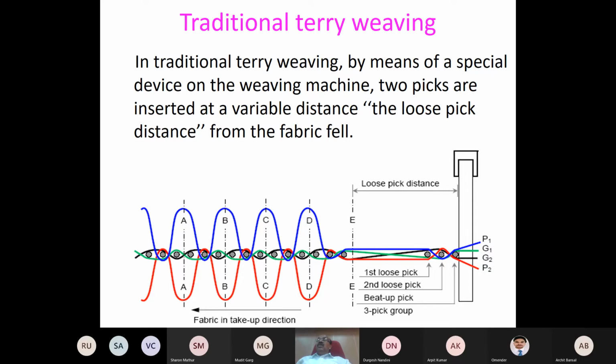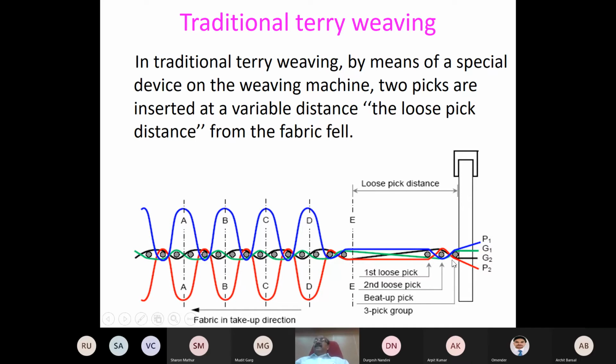we call it loose peak, and the distance when we insert a third peak, which is called beat up peak. Look at this third yarn, is beat up peak. This is first loose peak, this is second loose peak, and this is the beat up peak. Why we call it beat up peak? Because after insertion of this third peak, which is called beat up peak, the beat up takes place. And you know what is the role of beat up? Role of beat up is pushing forward the weft yarn to the fell of the cloth.